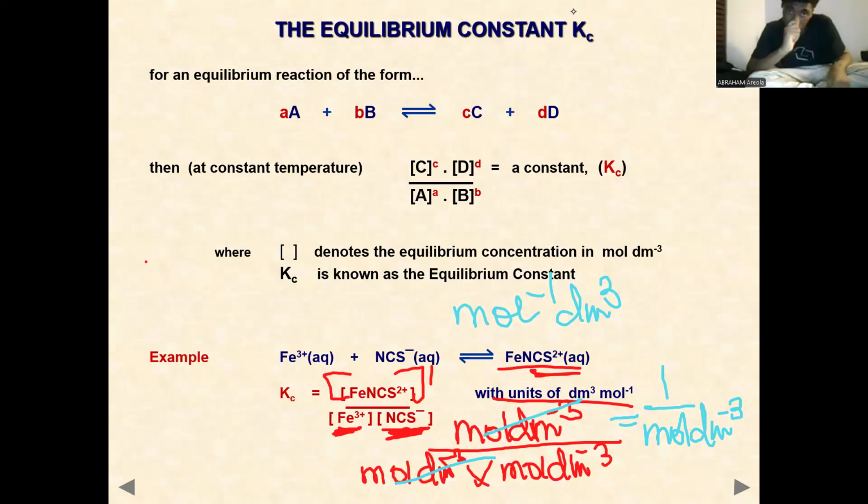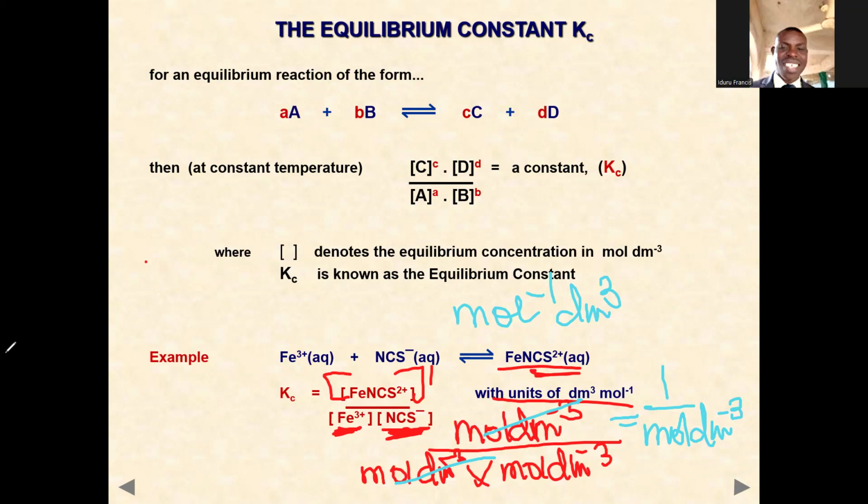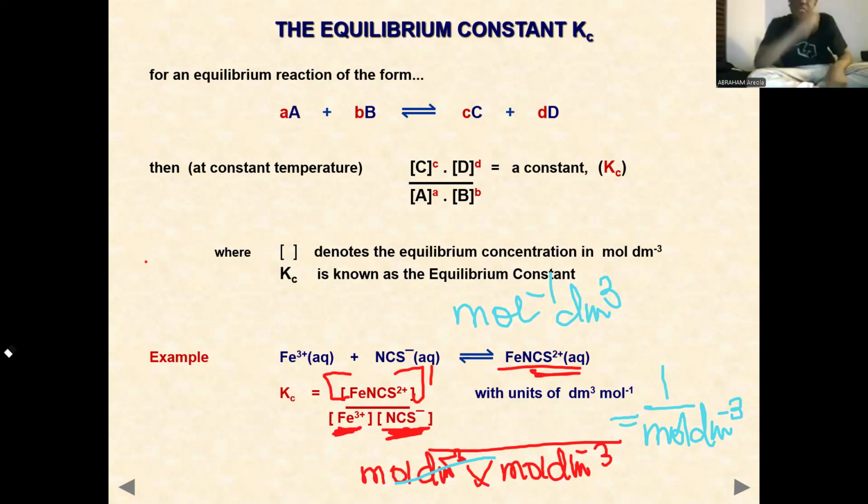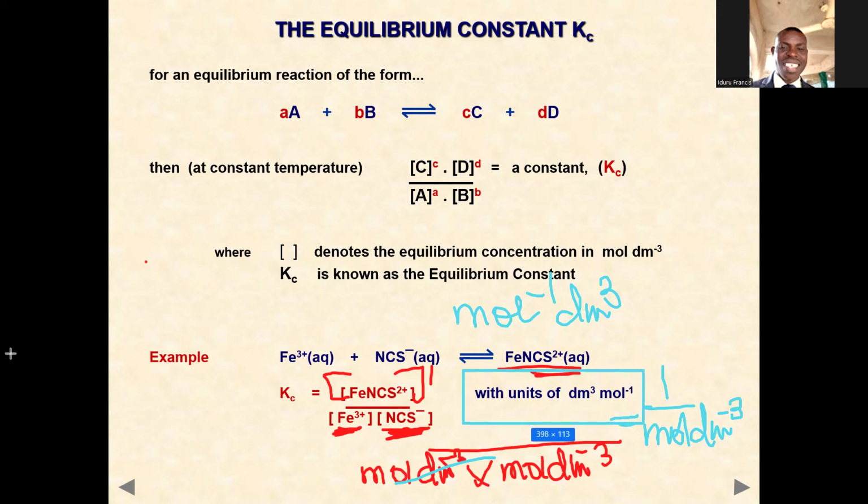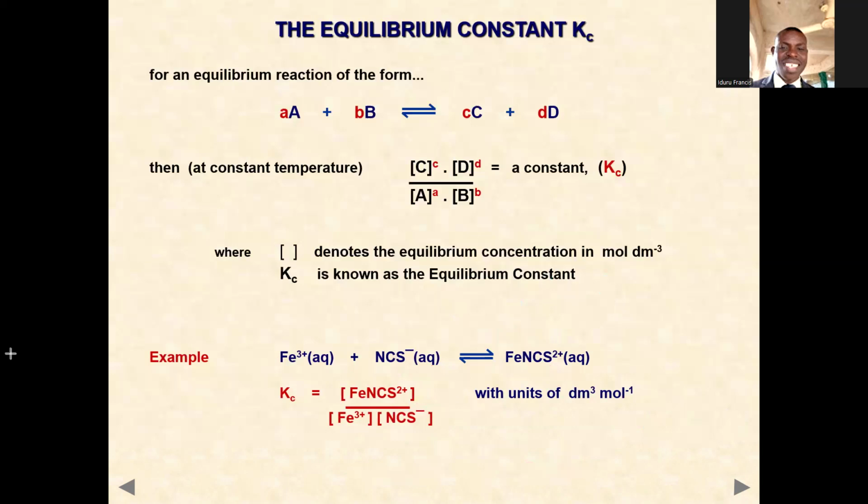And that's how they got this answer here. Is it clear? So dm cube per mole. Whenever you write the formula of Kc, you must always put the unit. If it is squared, you put squared. Squared means times 2. That is about that. So we'll move on to the next slide.